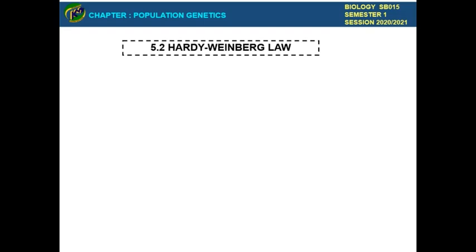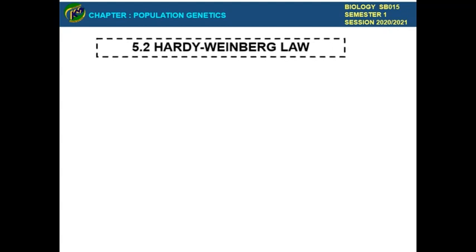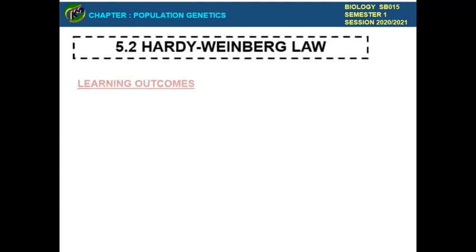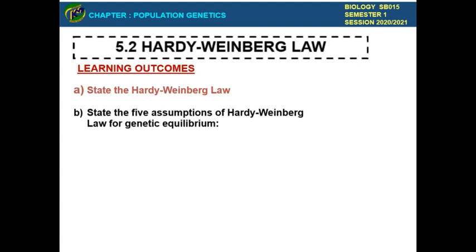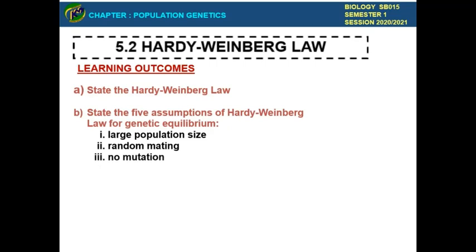Now we cover 5.2, the Hardy-Weinberg law. Learning outcomes: at the end of the lesson, students should be able to state the Hardy-Weinberg law and state the five assumptions of the Hardy-Weinberg law for genetic equilibrium, which are large population size, random mating, no mutations, no migrations, and no natural selection.